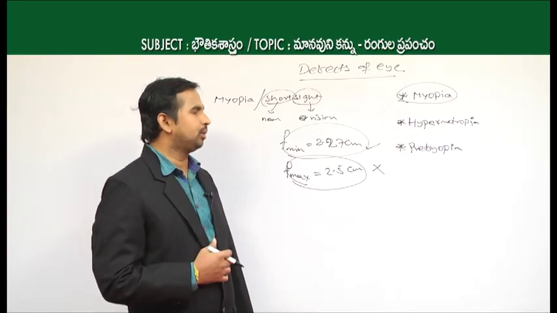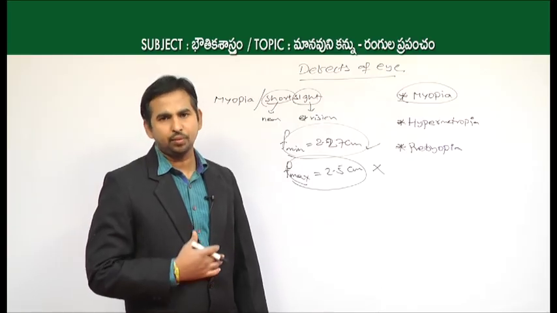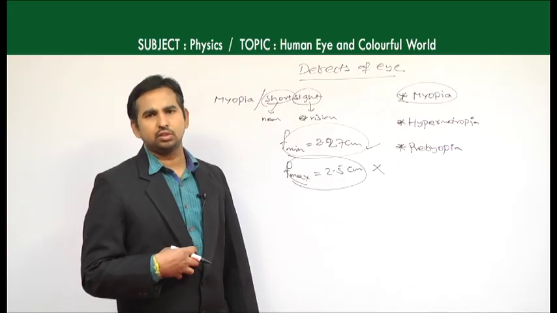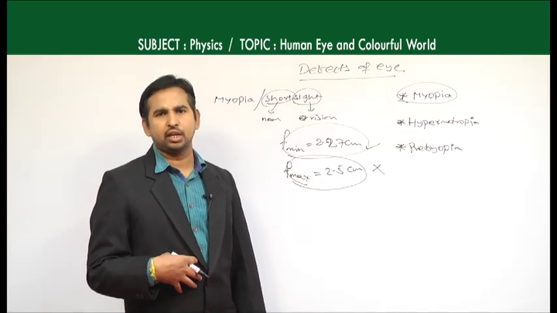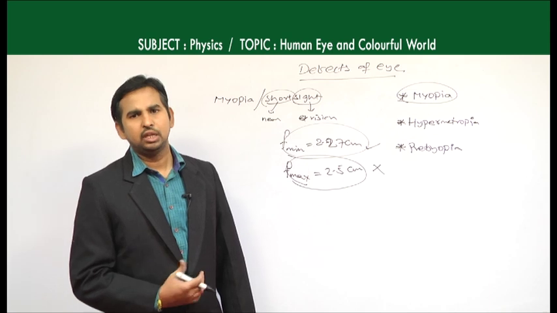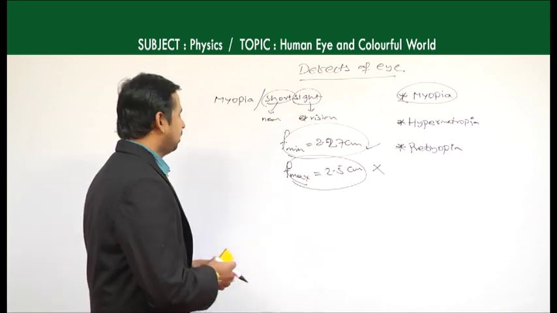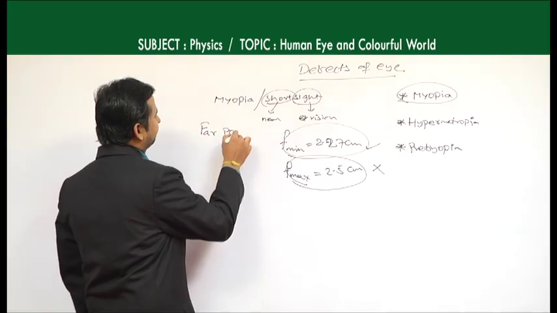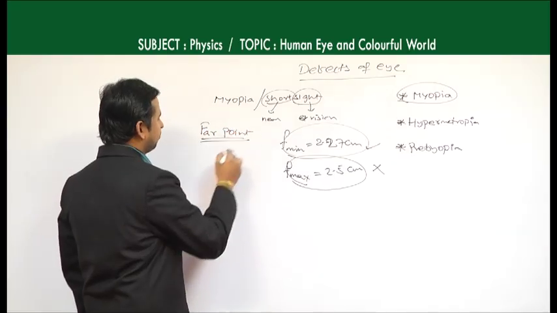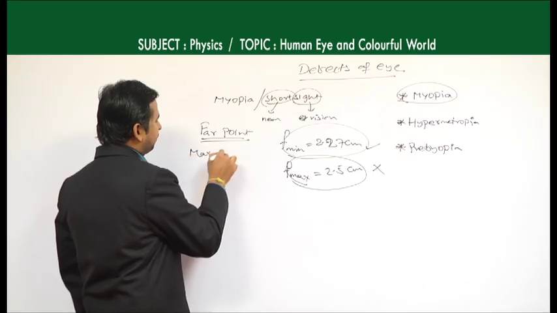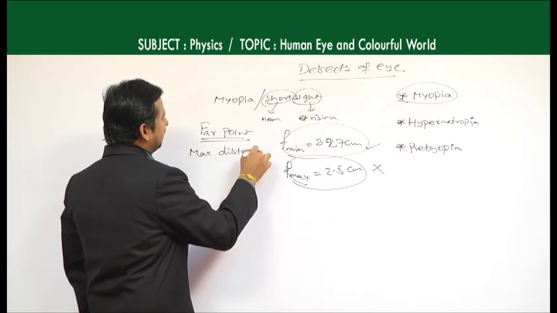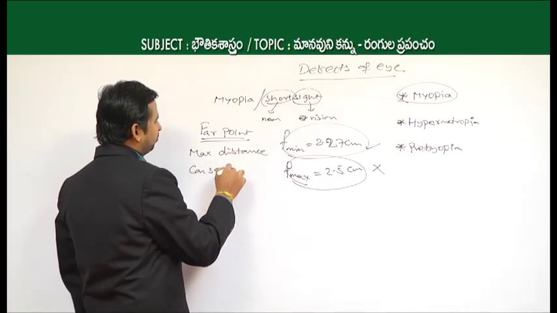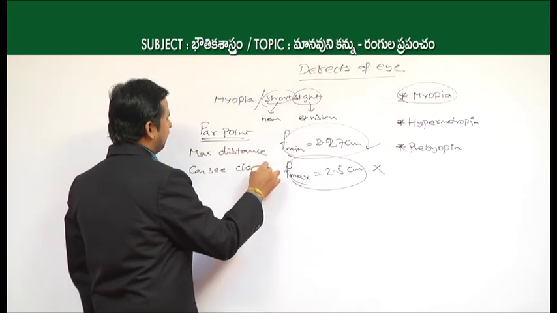That is the defect of myopia. And the next question they will ask is about how much distance a myopia-defected eye can see objects very clearly. That point we call the far point. Far point is nothing but the maximum distance at which a myopia-defected eye can see the object clearly.